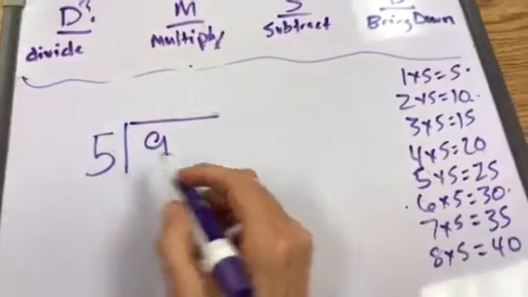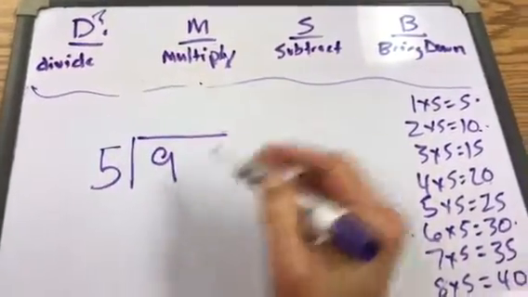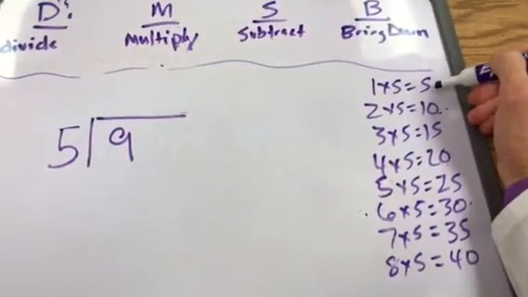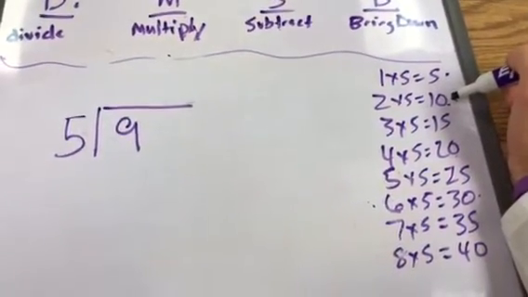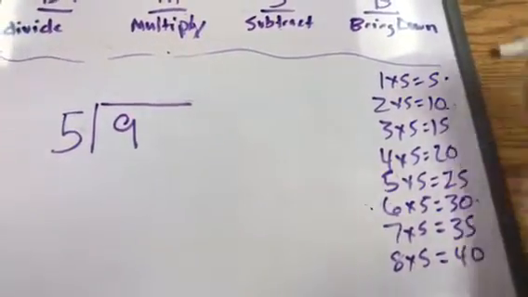5 goes into 9, or 9 divided by 5. And I'm going to start the same way. I'm going to say how many groups of 5 can go into 9. I look at my multiples. I see the closest I can get. Yes, 10 is close, but it goes over. So the closest I can get without going over is 1 times 5 is 5.